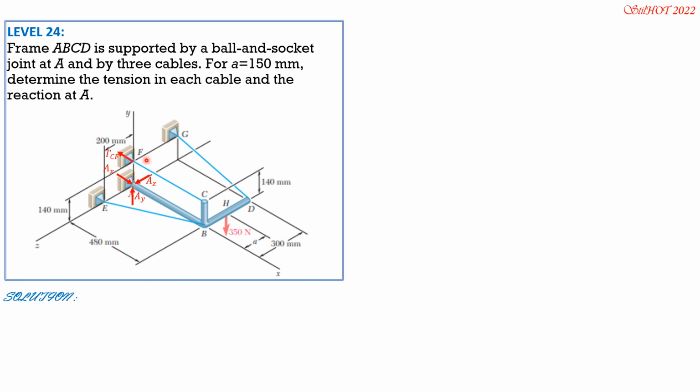Then at CF, because it is parallel to the XZ plane, it is horizontal, so it is just tension CF. At B, 12 over 13 of tension BE, where 12 over 13 is 480 divided by square root of 480 squared plus 200 squared, towards the negative x-axis. Likewise, the z component, which is forward, is 200 divided by square root of 480 squared plus 200 squared, and that is 5 over 13 tension BE.